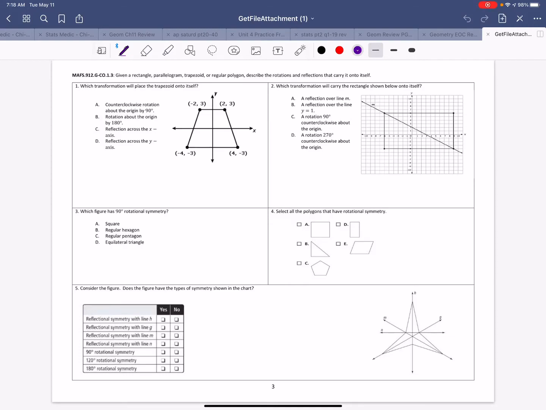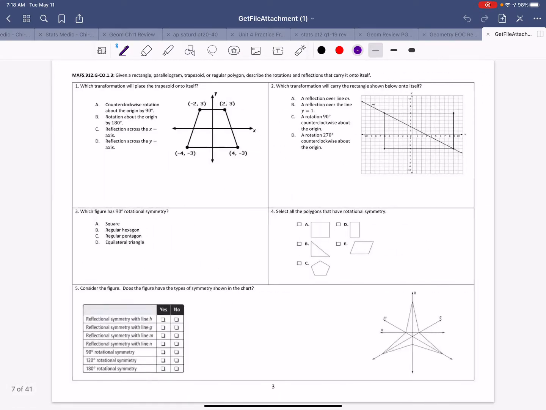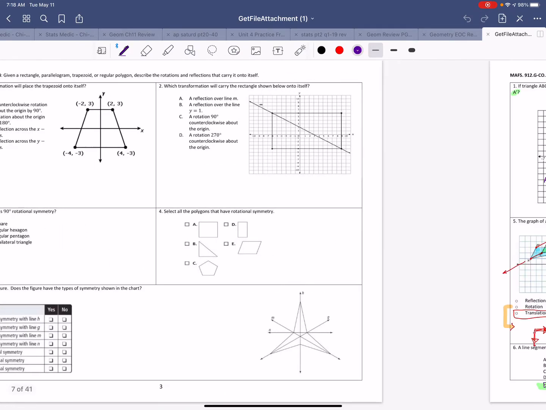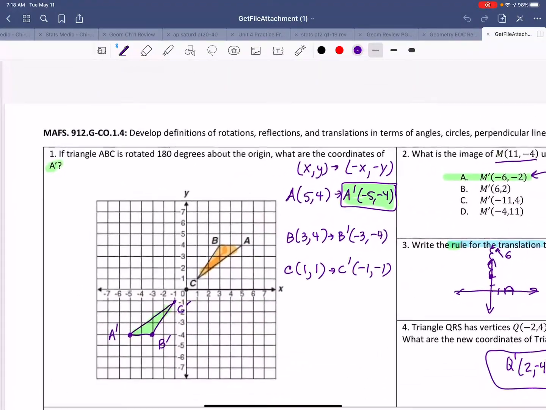Hey guys, we're going to do page 4. So you should have 1, 2, and 3 done. If not, go back and look at those videos, right? And so on question number 4, page 4, we have our standard here.